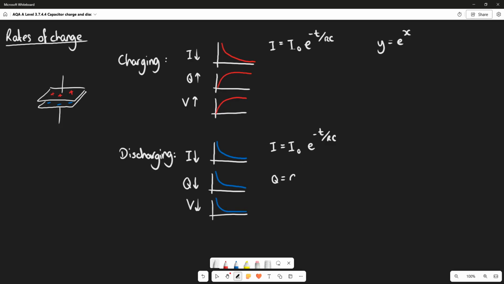So for charge, the equation is the same, but with charge instead of current. Voltage, we also get the same equation. But these two are increasing. They are moving quickly and then slowly, quickly and then slowly. So we're still going to have the negative sign. And they also still depend upon time, resistance, and capacitance. So that will be identical. But they are mirroring this graph up here.